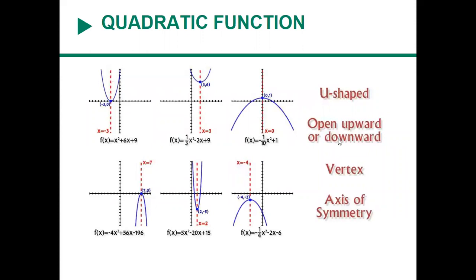So quadratics. Do we remember this guy? Yes. Okay. The shape of the quadratic is called a parabola. It's a U-shaped situation happening here. It opens upward or downward. It has a vertex and an axis of symmetry. Those are the two key features of a quadratic.